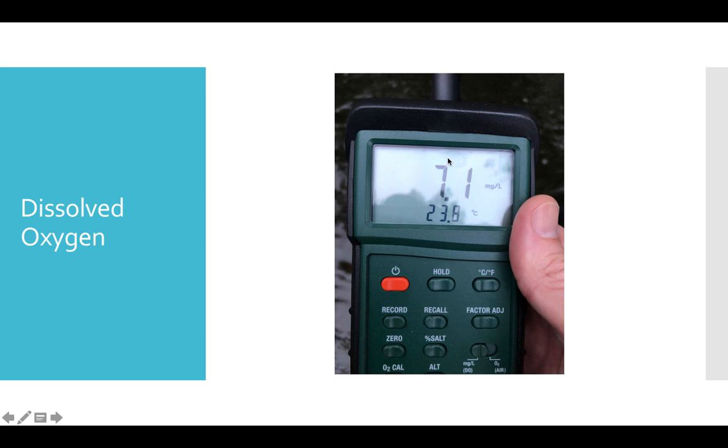This number of 7.1 milligrams per liter is about average at 23.8 degrees Celsius, and because we had a shallower sample, that makes sense. So this indicates it's a fairly healthy stream still.